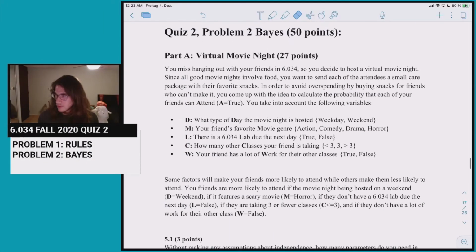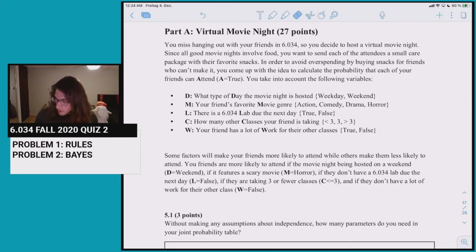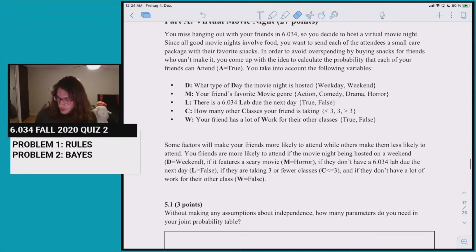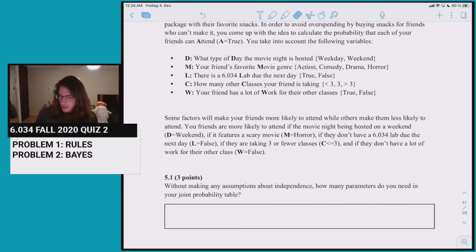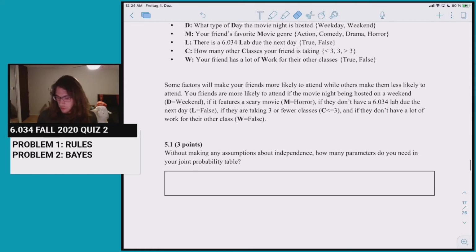As usual, feel free to pause here, read at your leisure. There's a lot of information to digest. I trust that you've paused as long as you need, and I'll just jump straight into the question without much preamble. So this first question is a fairly standard one to ask. Calculate the number of parameters that you would need in a joint probability table, making no assumptions about independence.